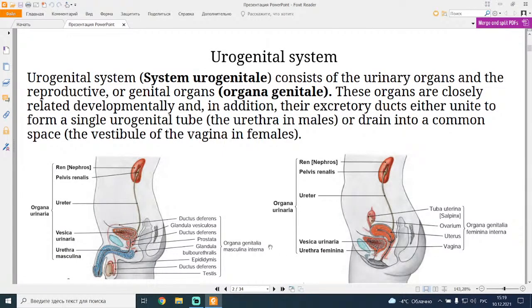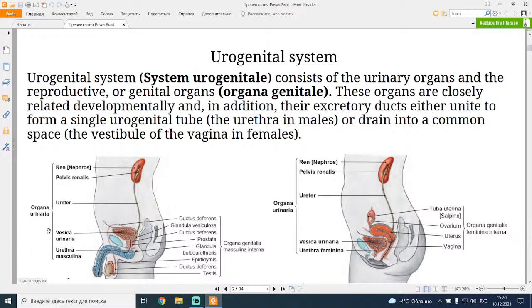The urogenital system, systema urogenitale, consists of the urinary organs and the reproductive or genital organs, organa genitalia. These organs are closely related developmentally, and in addition, their excretory ducts unite to form a single urogenital tube. The urethra in males, or the ureters in females, drain into a common space, the vestibule of the vagina.